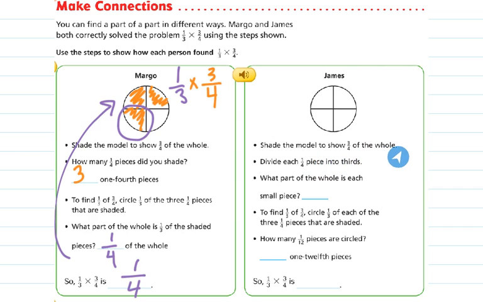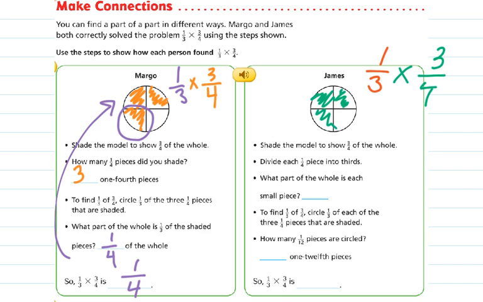Shade the model to show 3/4 of a whole. So what we're going to do is shade the model to show 3/4 of a whole. So we're going to start, and this time we're going to use green. Sorry, boys and girls, just to double check, this time we're going to use green to show 3/4: 1/4, 2/4, 3/4. So now it says divide each 1/4 piece into thirds.